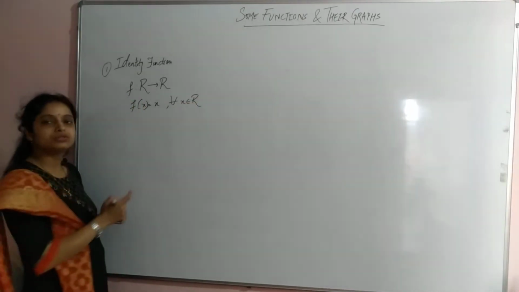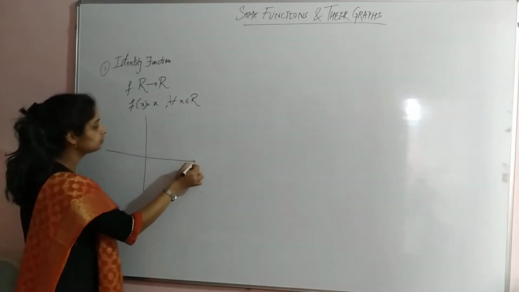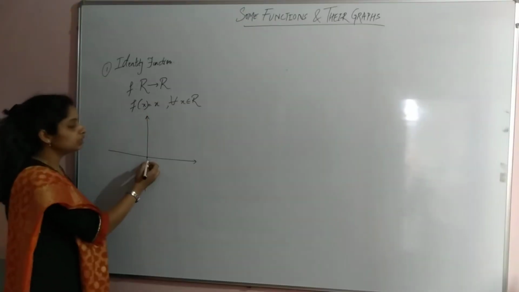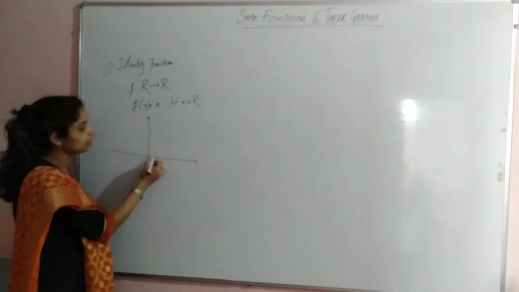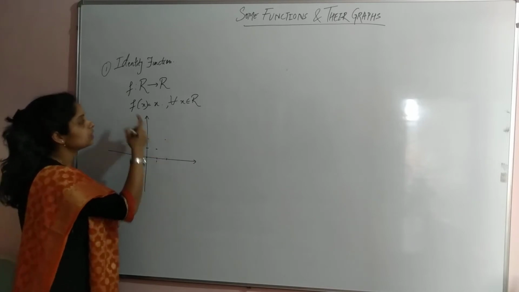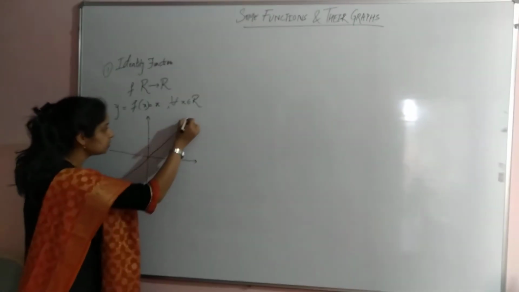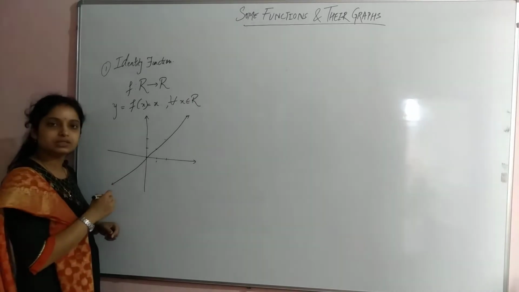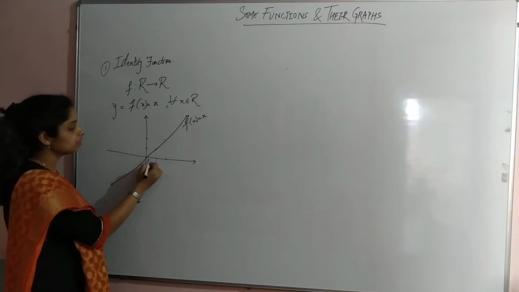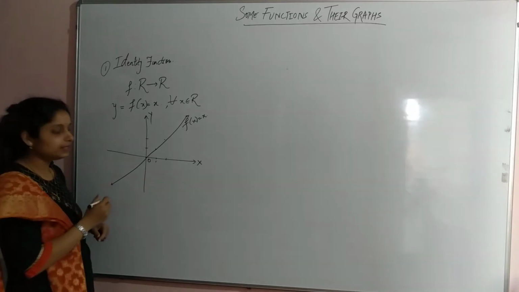This x always belongs to the real numbers, which is the domain. Now if we draw the graph of this function, we clearly see that for 0, the output f(x) is 0. If we take 1, then y is 1. So this is (1, 1), and for 2, f(x) is again 2. In this way, we get a linear line passing through the origin. This line represents f(x) = x. So this is the graph of the identity function.